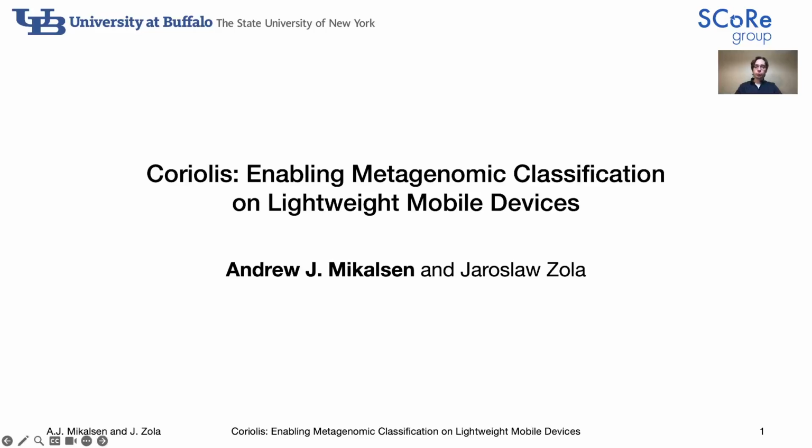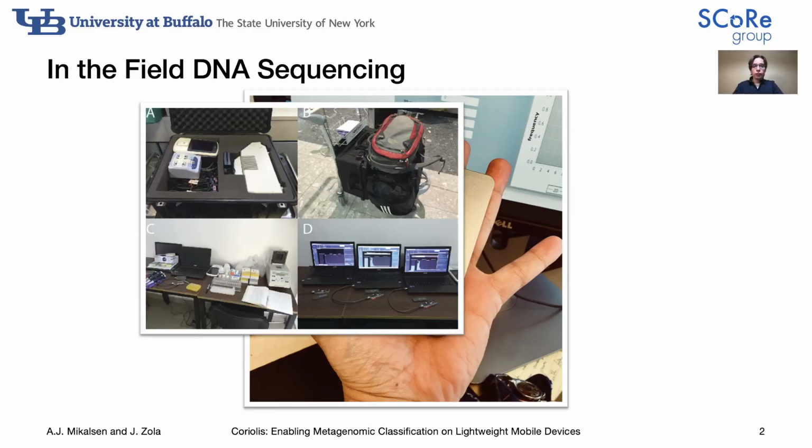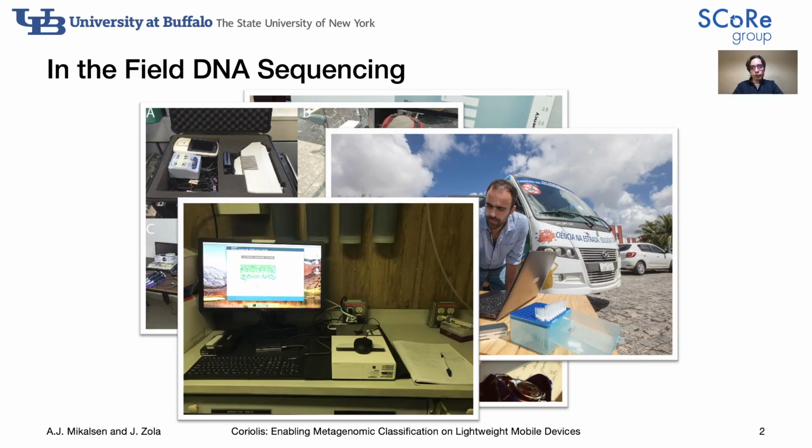Hey everyone, I'm Andrew Mikalsen, and I'll be presenting Coriolis, which is a metagenomic classifier designed for lightweight mobile devices. Our work's motivated by portable DNA sequencers like the ONT MinION to enable real-time and in-the-field DNA sequencing. This has led to applications like rapid medical diagnosis and tracking infectious diseases, as employed in the Zika and Ebola outbreaks, as well as environmental DNA prospecting and many other applications.